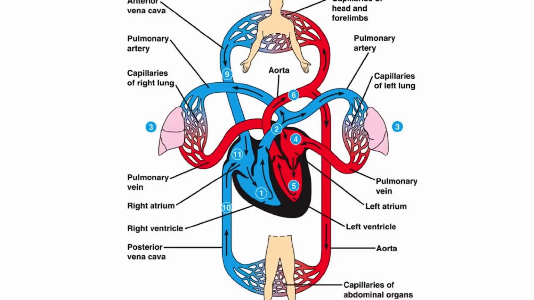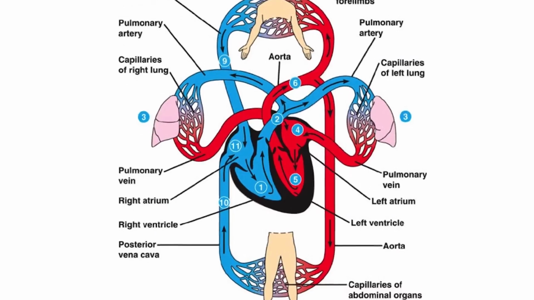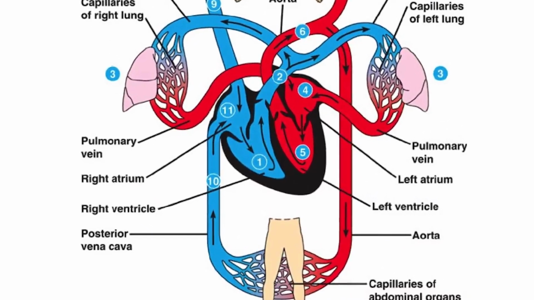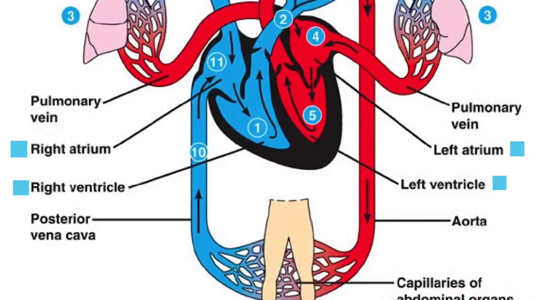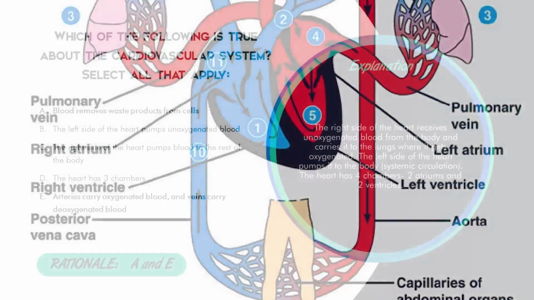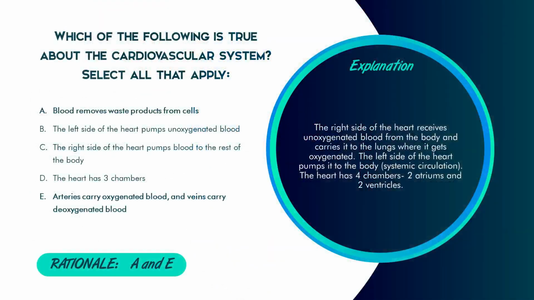So what you need to know is the purpose of the blood is to remove waste products, but also arteries carry oxygenated blood. And I always remember that because A and O are vowels. So I always know that arteries are oxygenated, and then of course the veins are deoxygenated. So you have 4 chambers in your heart. You have 2 atriums, the left atrium and the right atrium, and 2 ventricles, the left ventricle and the right ventricle. So the correct answer was A and E.